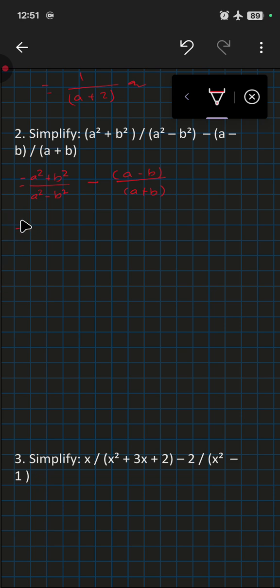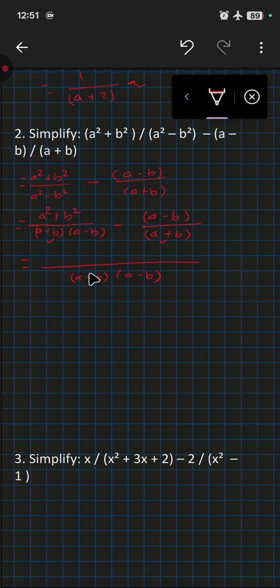Now again let us write it in product form. The denominator a square minus b square becomes a plus b into a minus b. The numerator will remain the same, a square plus b square. Similarly on the other side, nothing can be done because it's already in its product form and simplest form. Now we have to take the LCM of the denominators. For the LCM, the matching factor first, that is a plus b, and what is left also has to be taken, a minus b.